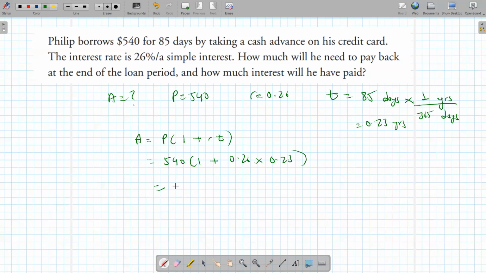After plugging this in, I got $572.70. So this is how much the person will end up paying them back after 85 days.